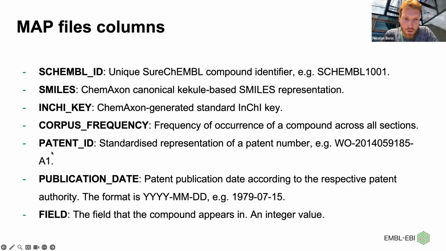For the patents, we offer the patent ID with the publication date and the field, which is the section or the part of the patent where the compound was found. So it can be the title, the abstract, the claims, the description, but it can also be found in the images of the patent or directly in the MOL file if it's a US patent.